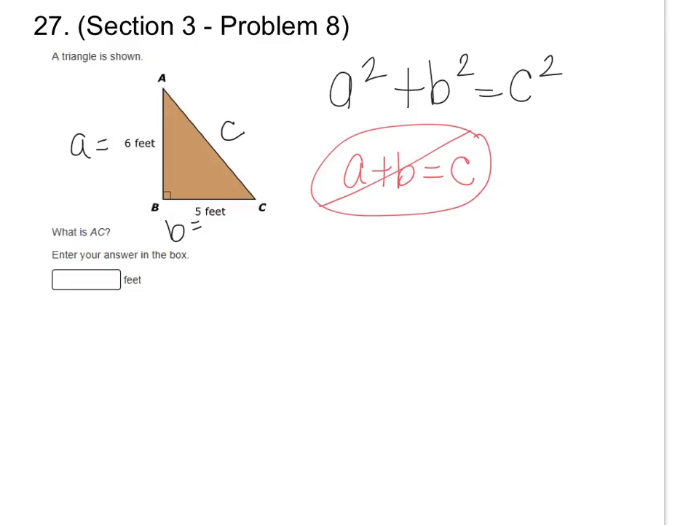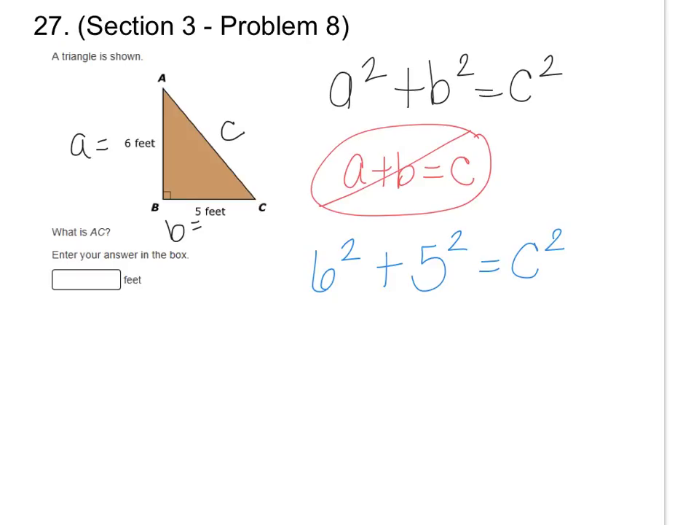So a I've labeled 6 feet, so I'm going to take 6 and square it. And b I labeled 5 feet, so I'm going to take 5 and square that, and that's going to equal c squared. Now your a and b are your two legs, and it doesn't matter which leg is A and which leg is B. So if I would have switched these, it would have been fine, as long as A and B are your two legs, and that means the two sides that meet at the right angle.